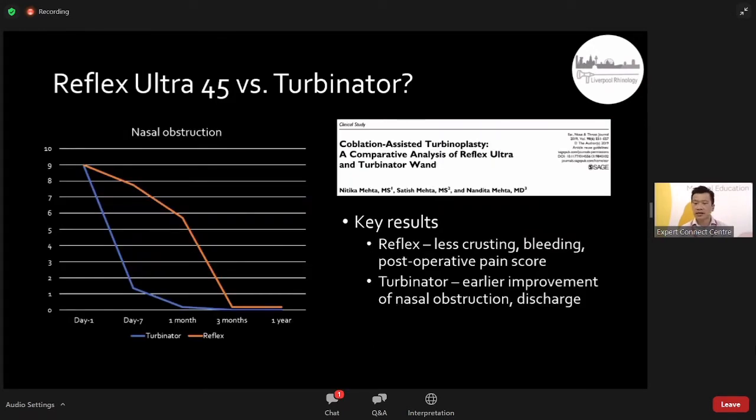When we looked at the Indian study, they followed their cohort up right up to 12 months. And again, they compared two cohorts, one having the Reflex Ultra 45 versus the turbinator. And you can see here, the blue line being the turbinator and the orange being the Reflex Ultra, that there is early improvement, but ultimately both are comparable in terms of outcomes.